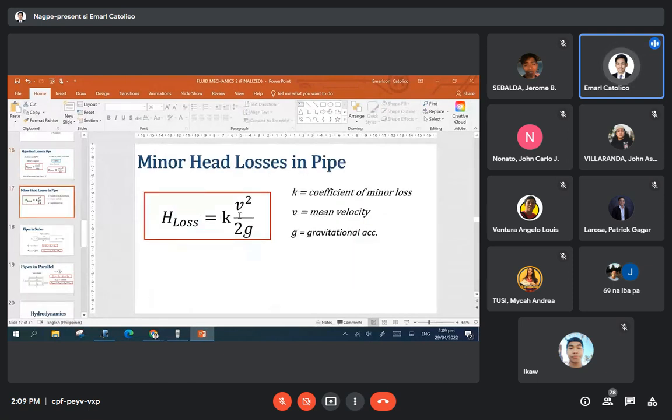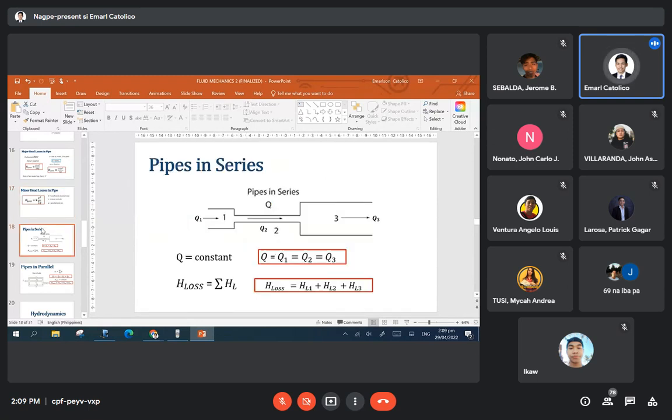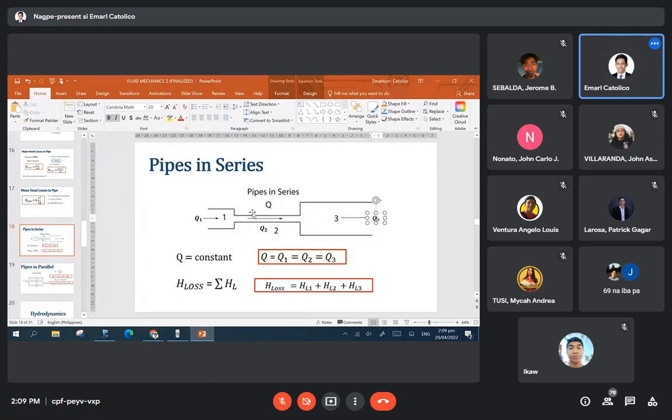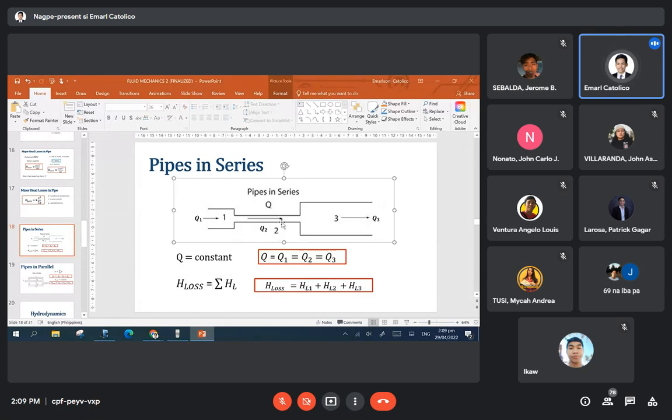Then minor head loss is equal to K times V squared over 2g. So kapag naka-series yung ating pipe, yung ating volume flow rate is constant. So pare-parehas lang yan. So Q1 is equal to Q2 is equal to Q3, where yung ating head loss ay summation kapag series. So head loss is head loss at 1 plus head loss at 2 plus head loss at 3.